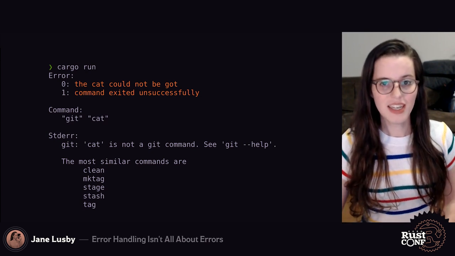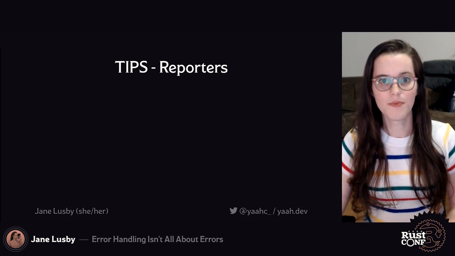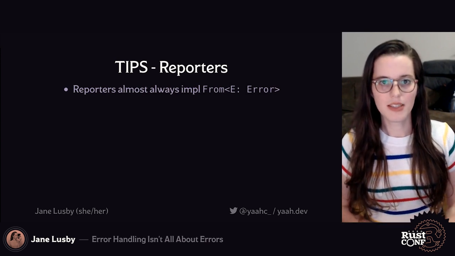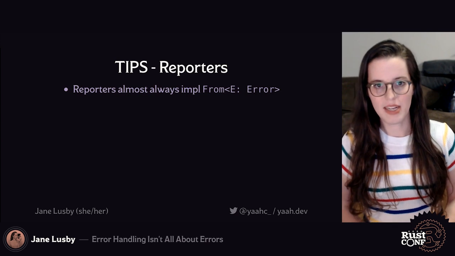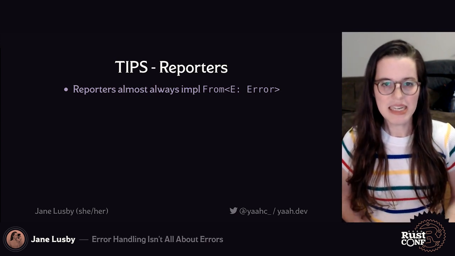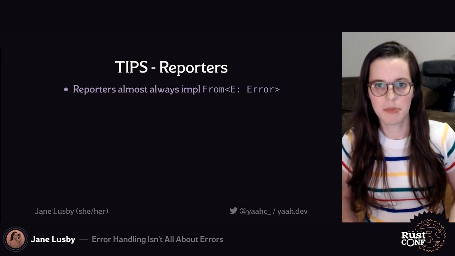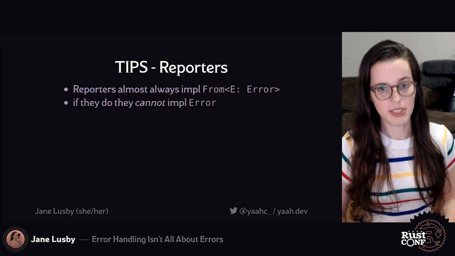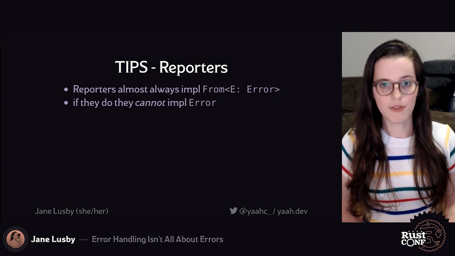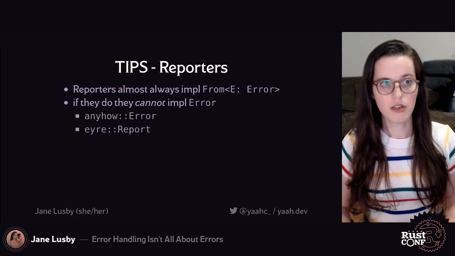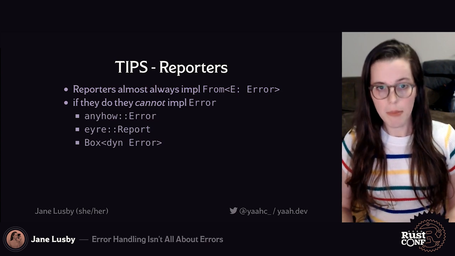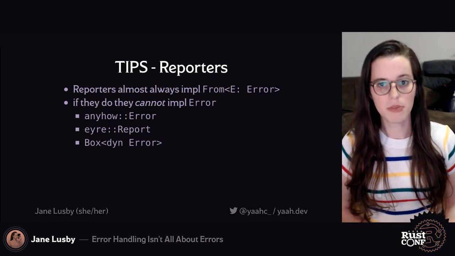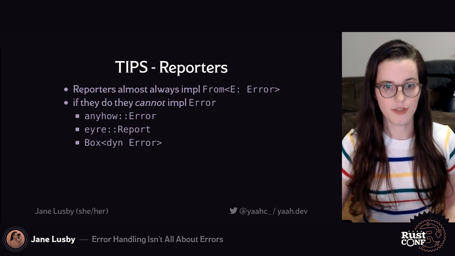Okay, so before we go on, I've got some tips related to error reporters that I think are useful to know. So, first of all, error reporters almost always implement From<E> for all error types. Now, this is because error reporters exist to generically format any error, and they're built on the Error trait, so it makes sense that we'd want an interface to create one from any error that implements the Error trait. But as a consequence of this, error reporters cannot implement the Error trait themselves. This is true for all types that implement From<E> for all errors, including anyhow::Error, eyre::Report, and Box<dyn Error>. Implementing both of these traits ends up violating the overlap rule in that there would be two From implementations to choose from when converting a reporter to itself.